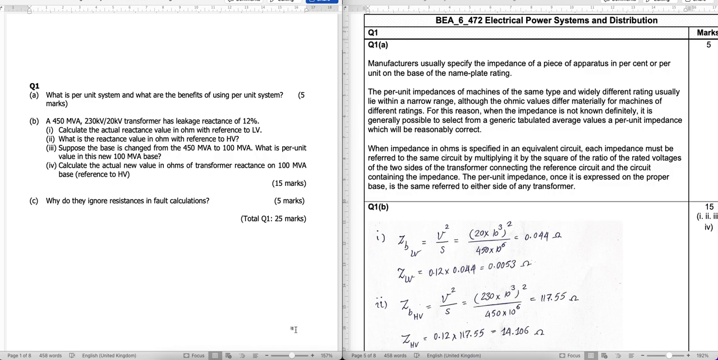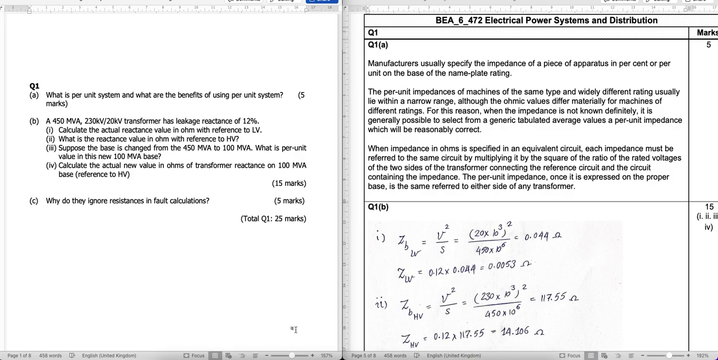450 MVA, 230 kilovolt to 20 kilovolt transformer has leakage reactance of 12%. I hope it's legible enough. If you are too far, you can sit closer. The first one is calculate the actual reactance value in ohm with reference to the low voltage side.